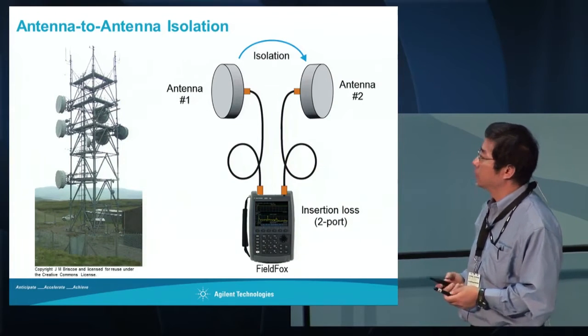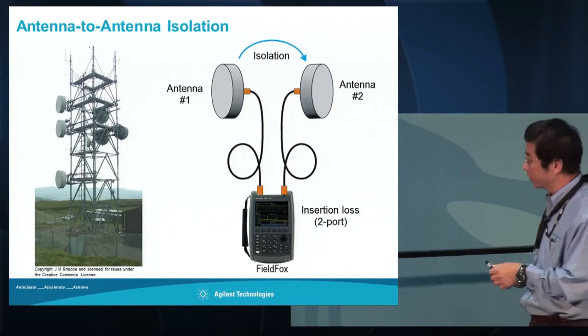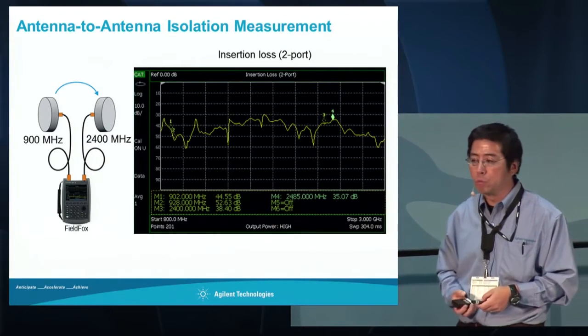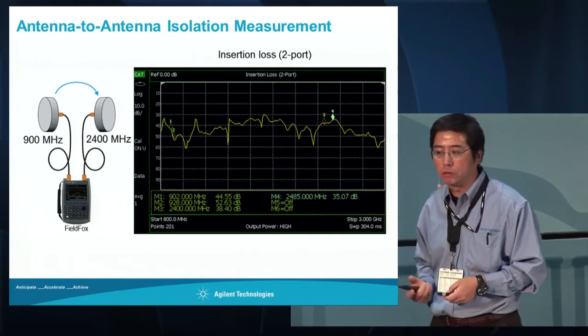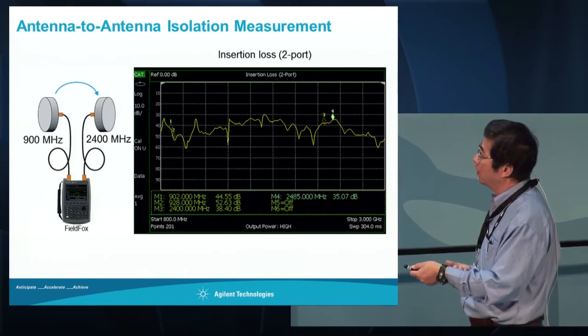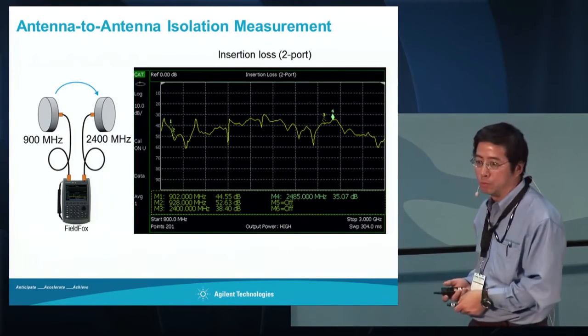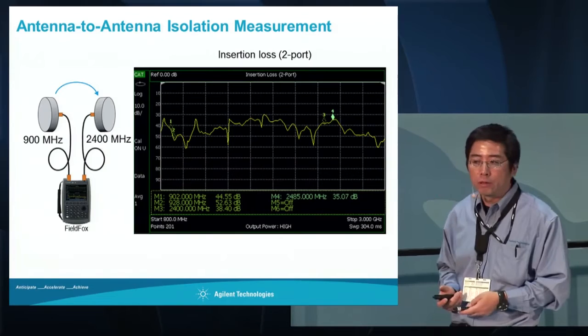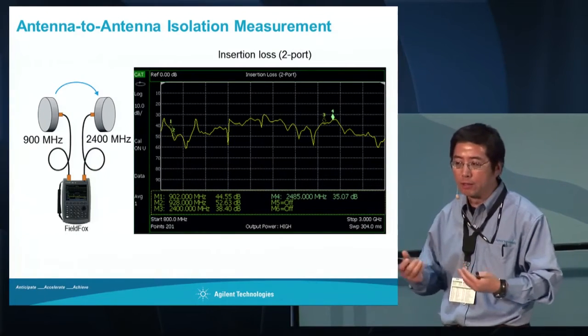So port 1 connects to antenna 1, port 2 connects to antenna 2. And you can simply do an insertion loss measurement, whether you do a 2-port calibration or just do a response cal or normalize. In this situation, we take a 2-panel antenna, 900 meg and 2.4 gig, which is Wi-Fi signal. Today a lot of antennas are integrated. You have both cellular frequency as well as Wi-Fi, and that creates a great challenge. So we can easily make those measurements.